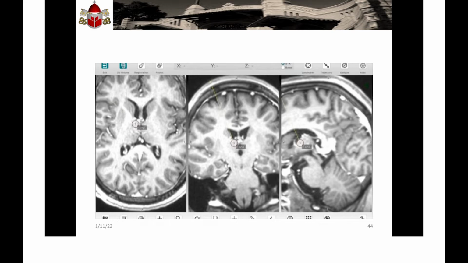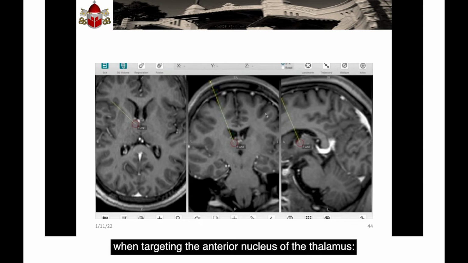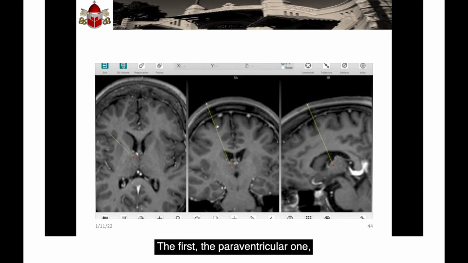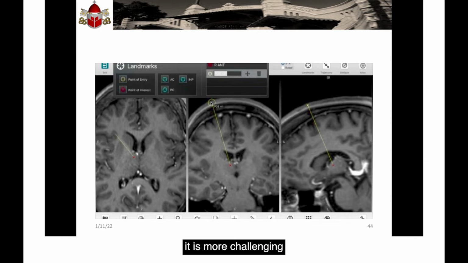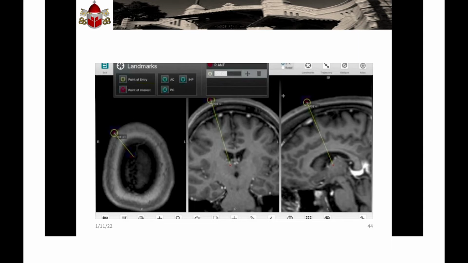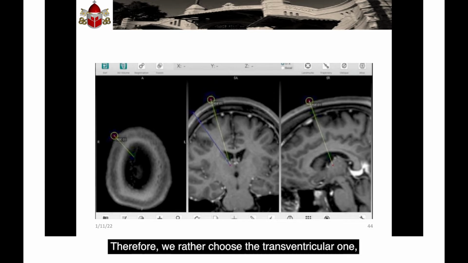Two approaches may be used when targeting the anterior nucleus of the thalamus: the paraventricular one and the transventricular one. The first, the paraventricular one, has the advantage of going lateral and not through the ventricle. However, as it has a very lateral entry point, it is more challenging to correctly position the electrode inside the nucleus on the sweet spot. Therefore, we rather choose the transventricular one, as it is easier to place the interspace of the two center contacts on the target.